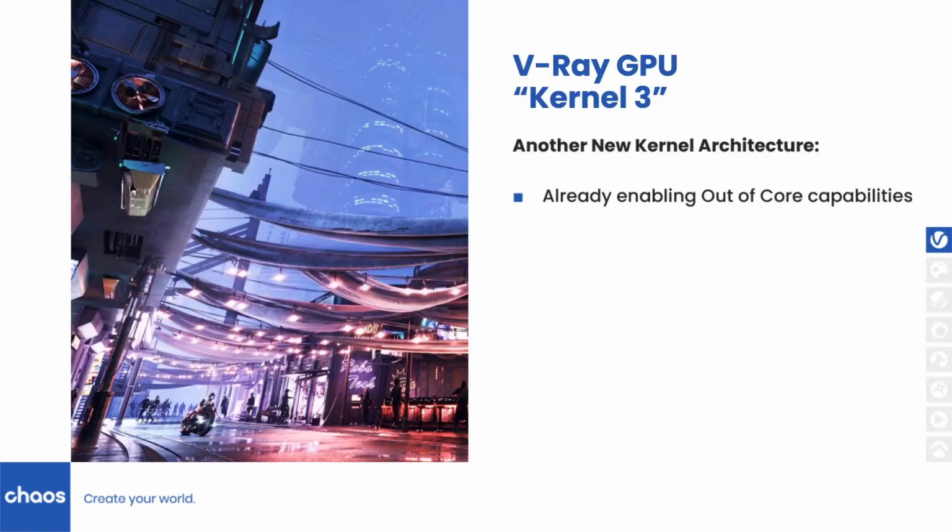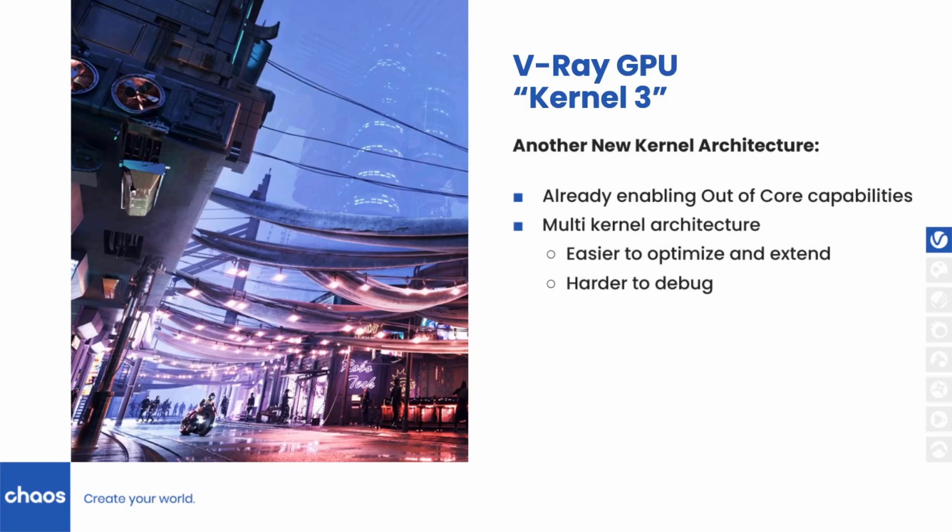Kernel tree is our new kernel architecture. It is enabling us to do out of core. In itself, it is a multi-kernel architecture, which means we have different small functions on the GPU, called kernels, which we execute in succession. So we have a kernel which just traces rays, then another kernel which just shades them. This is opposed to our kernel architecture called kernel 2, which is tracing whole paths, so it is calling trace and shade in the same GPU function.